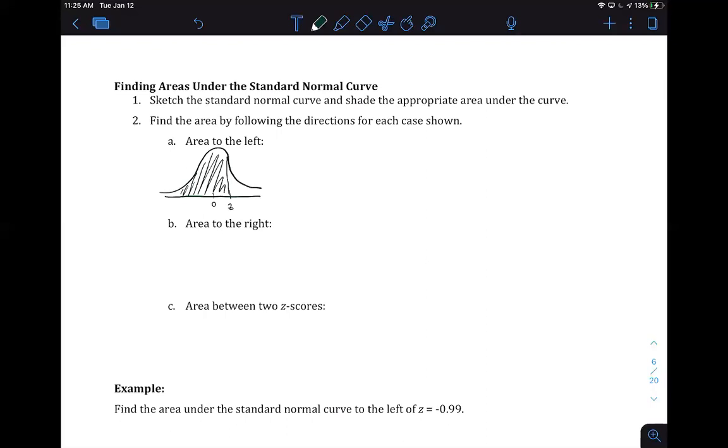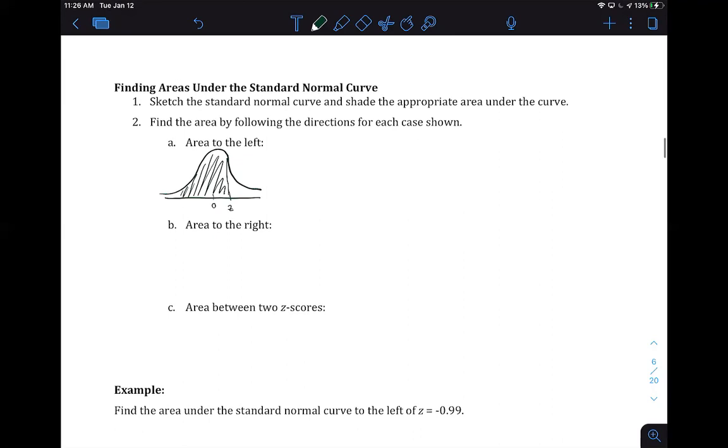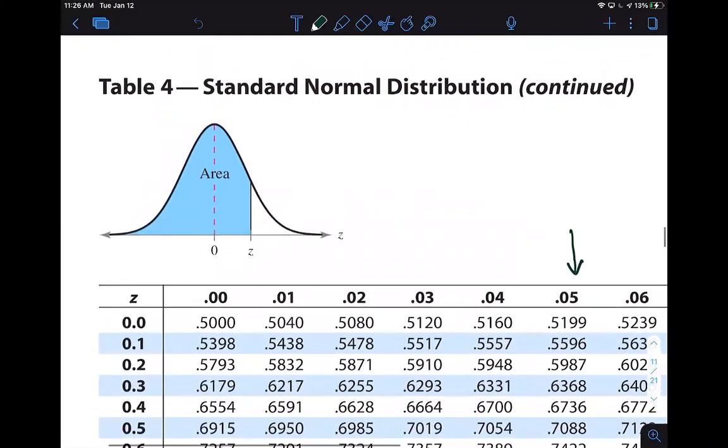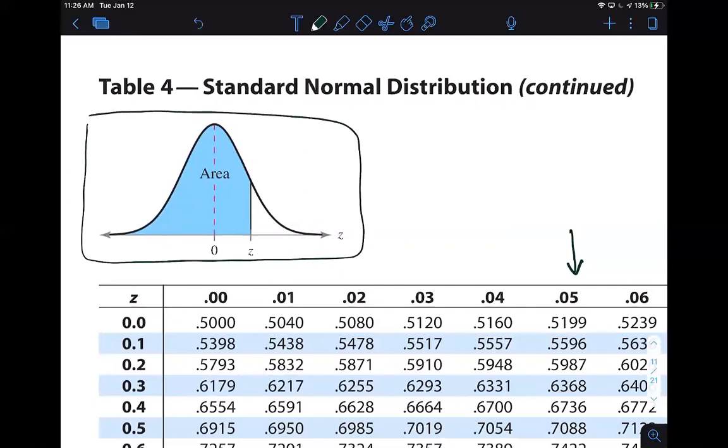Okay, so that's what your sketches are going to look like. If you look at your tables, and I'm going to switch back over real quick, at the top of it, it gives you that picture of the normal curve. All of the areas we just found were all areas to the left. This picture shows you that it will always be the area to the left.